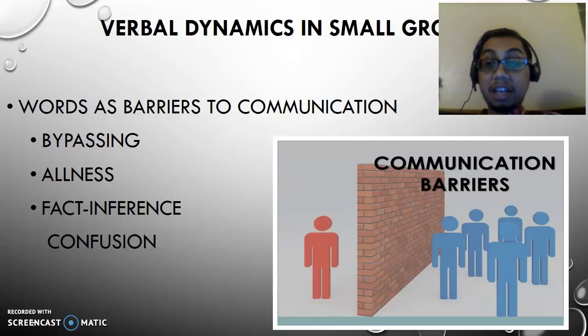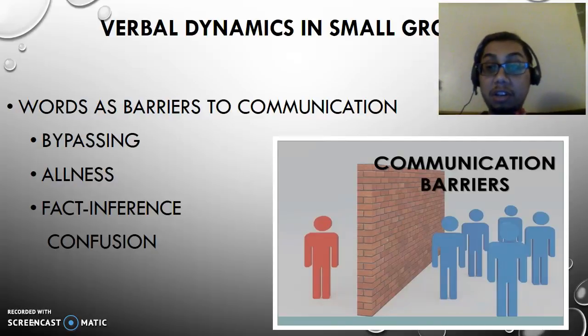Now, bypassing happens when two people assign different meanings to the same word, and that can be avoided by using specific language and being aware of multiple interpretations of what we say. And allness is a statement that is simple, but it has untrue generalizations, and that can be avoided by not overgeneralizing and by remembering that individuals are unique.